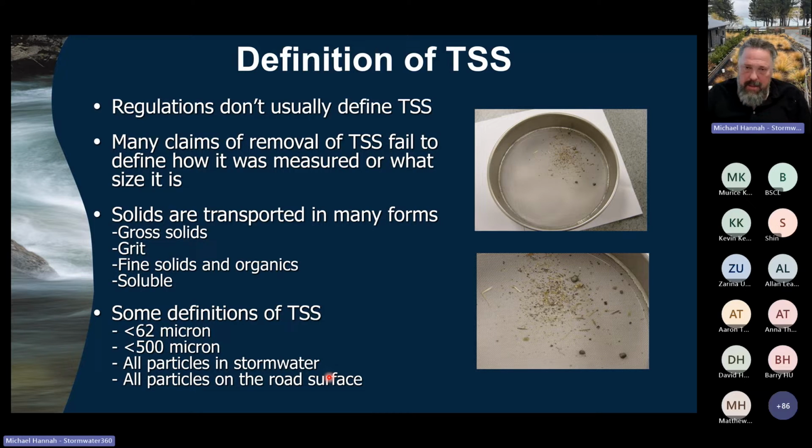Solids are actually transported in many different forms. They can be really large gross pollutants, over 5 millimetres. They can be grit, between 1 and 5 millimetres. They can be fine solids. They can be organics that are really light, and there's even soluble solids. Some definitions for suspended solids say under 262 microns, some say under 500 microns, some say all particles in stormwater. I've even seen some reports where people say everything on the road is potentially a suspended solid one day, and so they sweep the road and they test their device with that.